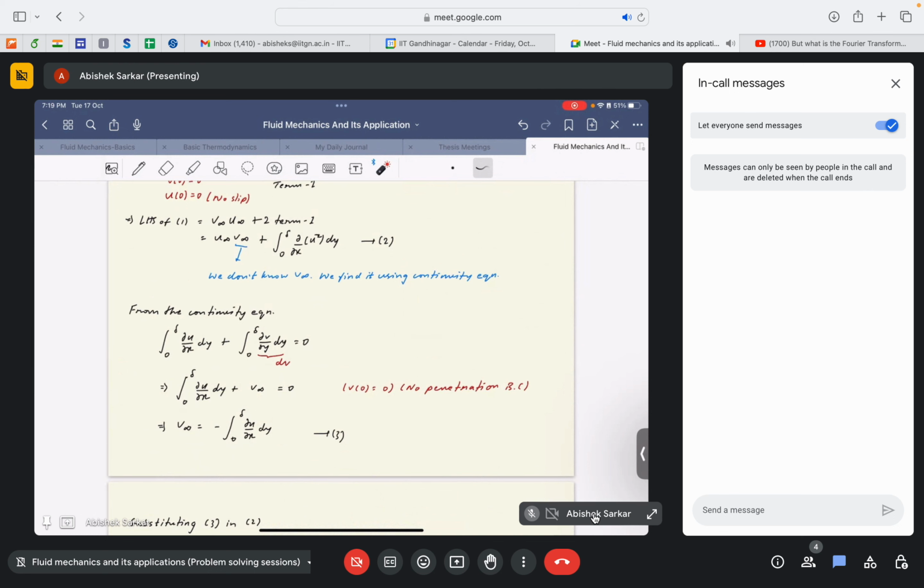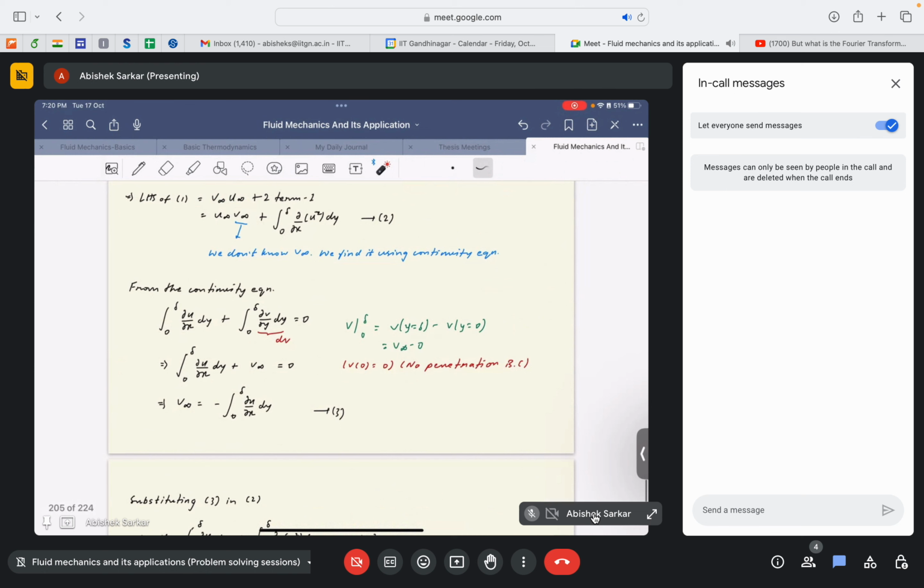So this term would be of this form, and the term dou v by dou y dy would be equal to dv. The integration of dv would be v varying from 0 to delta: v at y equal to delta minus v at y equal to 0. So this would be equal to v infinity minus 0, which is exactly what I have written here. From this we get that v infinity is equal to minus the integral from 0 to delta of dou u by dou x dy.